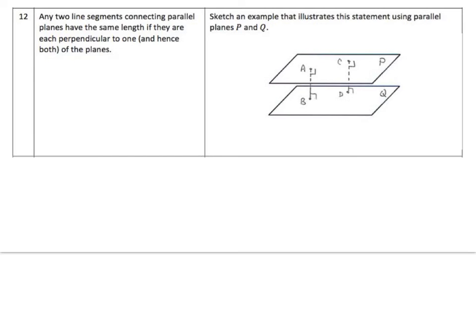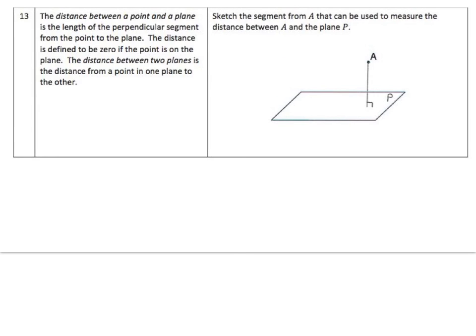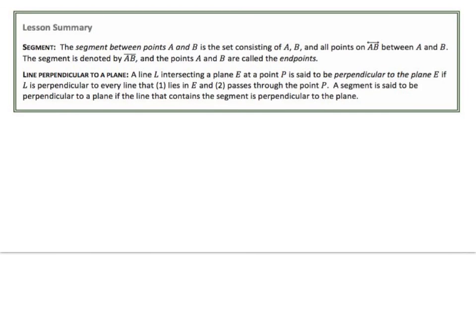Any two line segments connecting parallel planes have the same length. So AB is congruent to CD. The distance between a point and a plane is the length of the perpendicular segment from the point to the plane. The shortest distance from a point to a plane is a segment perpendicular to the plane. And that's it. That's our lesson summary.